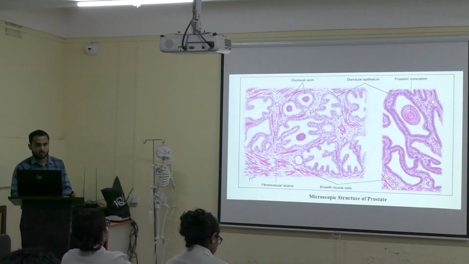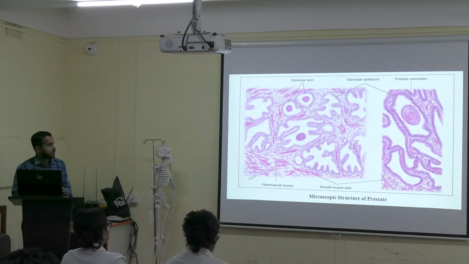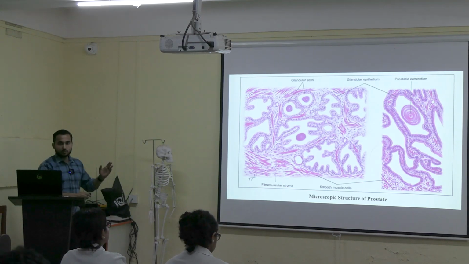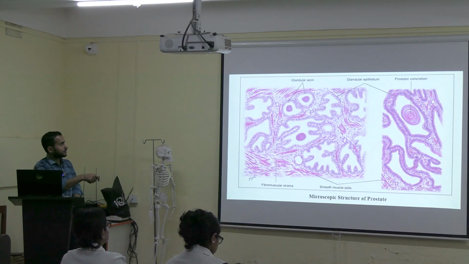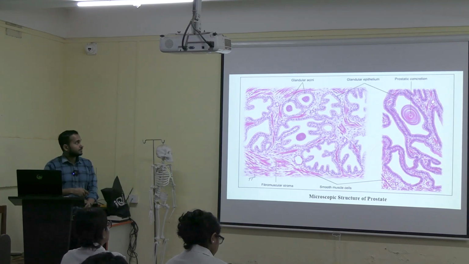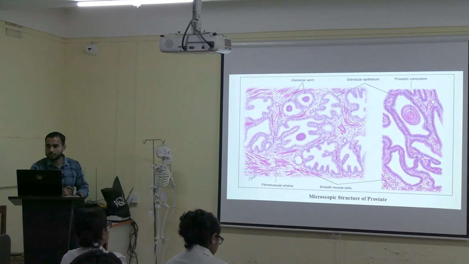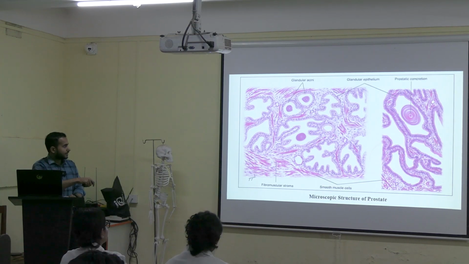Now, this is the microscopic structure of the prostate. As I said, if you take the cut section, you can see different follicles, and in the follicles you can see mucosal folds. These are the follicles, lined by pseudostratified columnar epithelium. Inside that you can see the corpora amylacea. And this is the fibromuscular stroma, which is made up of collagen fibers and smooth muscles.